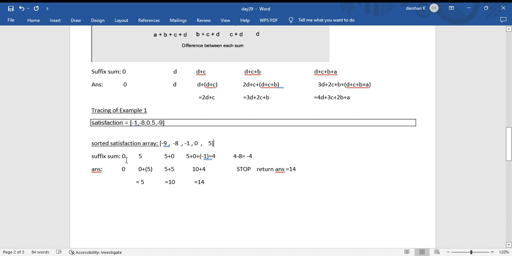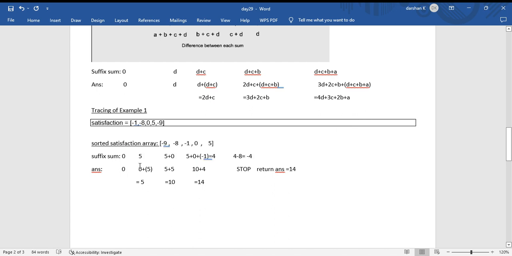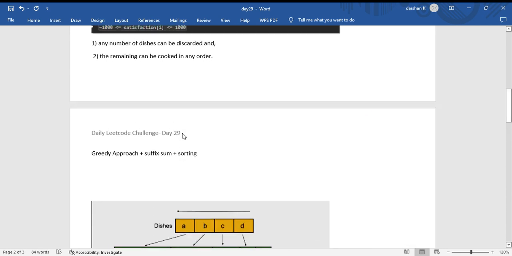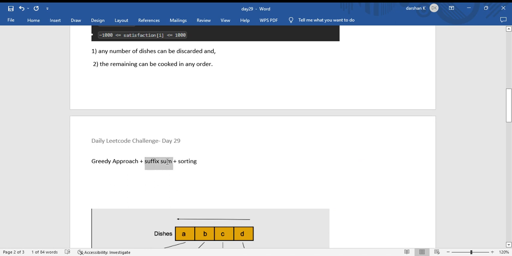So we'll see that here. Initializing both of them with 0. This is the suffix sum, this is the answer variable, right? I'm initializing both of them with 0. First value from the right is 5. Why am I doing it from the right? First of all, I've used sorting. Okay, sorting is done. Next, I'm going to do the suffix sum now, which I will show you.